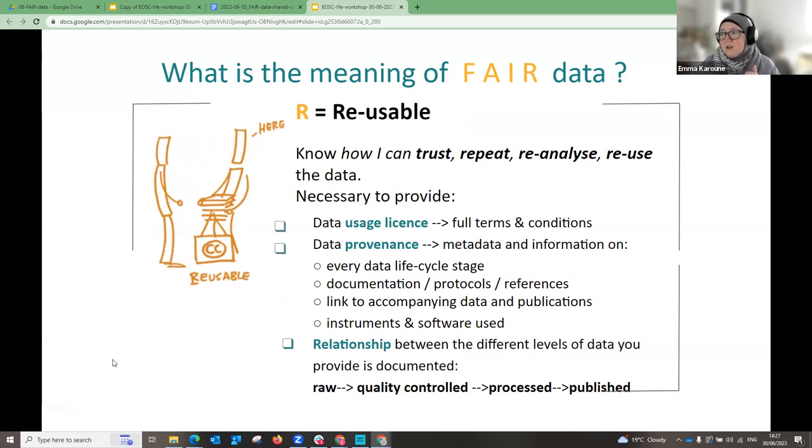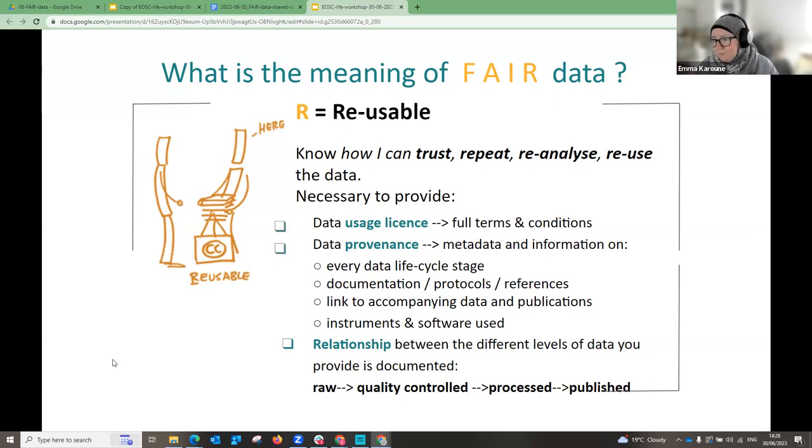And then again, you need to understand the provenance of the data. So where has that data come from? There needs to be information about other information you can link out to that is related to it. So that might be articles, it might be code, it might be protocols that you've used. They don't necessarily have to be on the same repository, but you can link out to those.